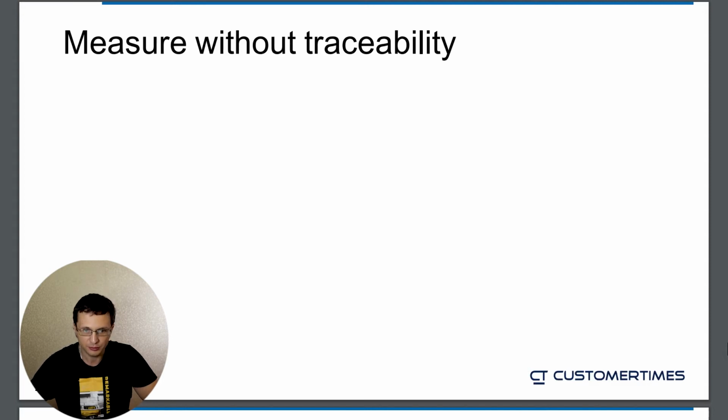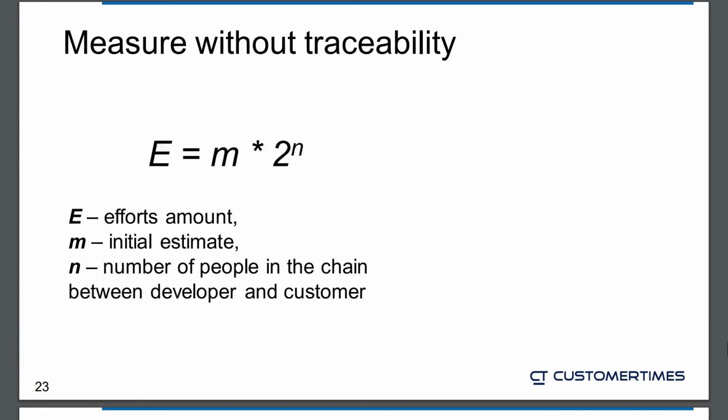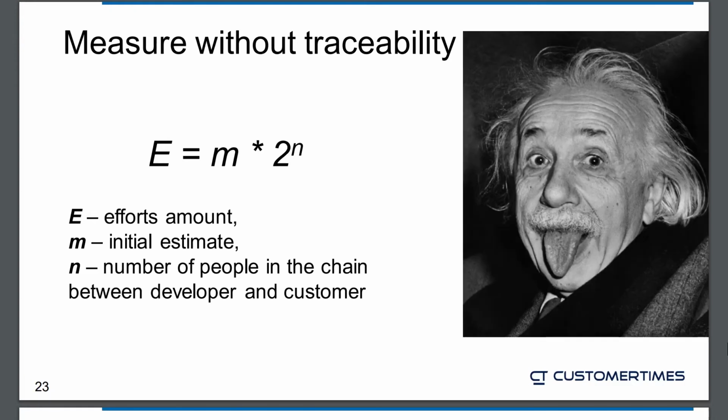When no one knows how to estimate the change request, this is the working formula. Here E is the effort amount, M is the original estimate, N is the number of people in the chain between the developer and the customer. As a result, even the first, already incorrect estimate is multiplied so many times that the customer might refuse to pay such enormous numbers. To make a long story short, if anyone from Atlassian is here, please give us some obvious and easy to use tools to make traceability.